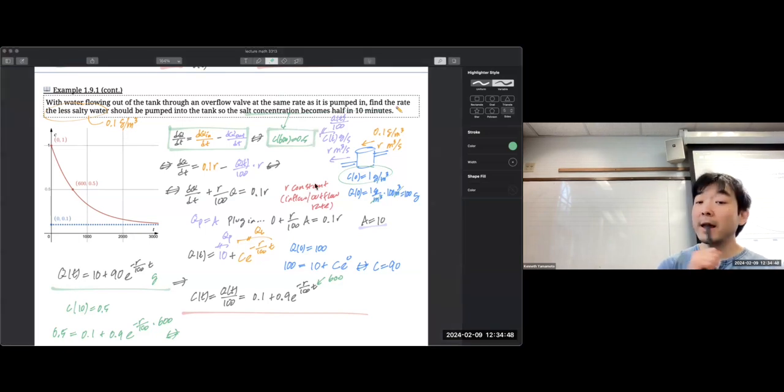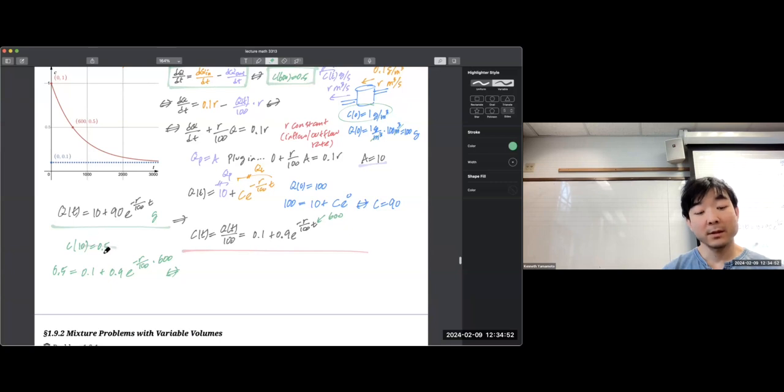So we want at 600 seconds. Yeah, so that means it's 600. It's good, because the graph also does that. So at 600 seconds, we want it to become 0.5. So we just solve this. We subtract by 0.1, so you get 0.4 is equal to 0.9 times e to the 600 divided by 100, which is just 6. So it's going to be negative 6R.